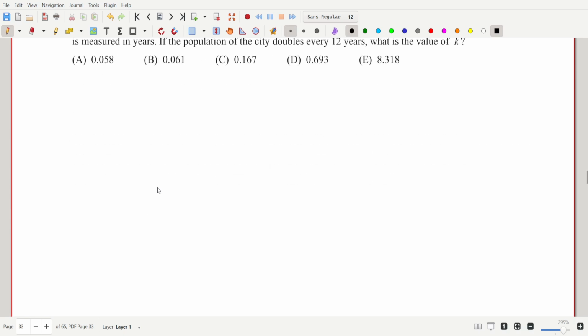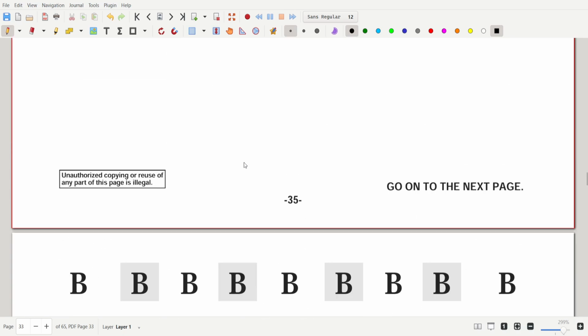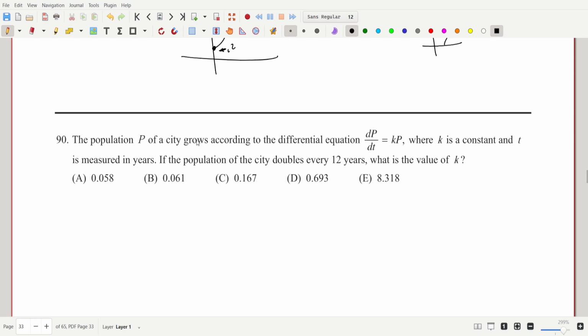90. The population of P of a city grows according to the difference equation. Whatever. Okay. Once you see this, you're just supposed to know that P is C e to the KT. Not very hard to derive that though.